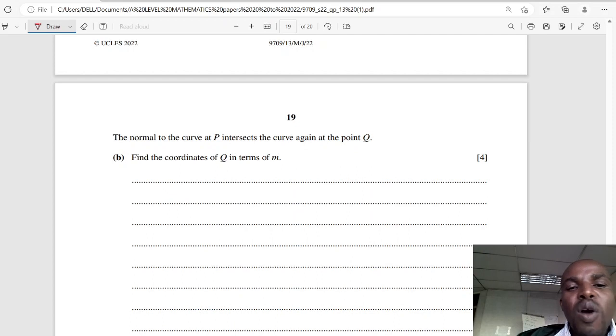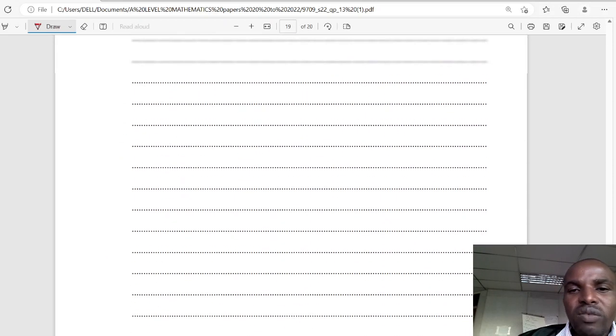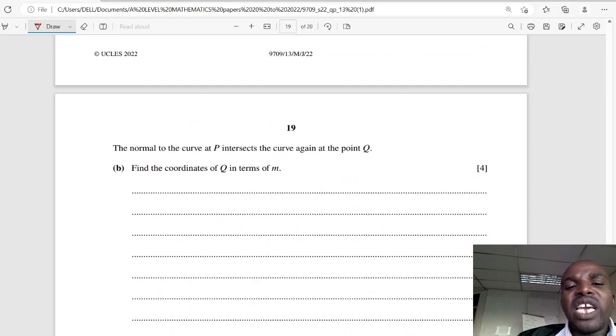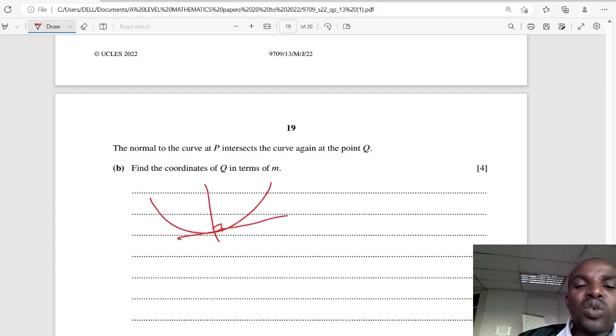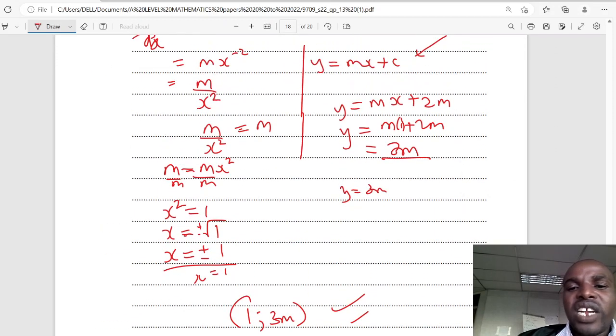Next, the normal to the curve. Many questions left. The normal to the curve at P intersects the curve again at the point Q. Find the coordinates of Q in terms of m. A normal is a line that is perpendicular to the tangent. That's called a normal, which means the gradient of the tangent times the gradient of the normal equals -1. The gradient of the tangent is m.